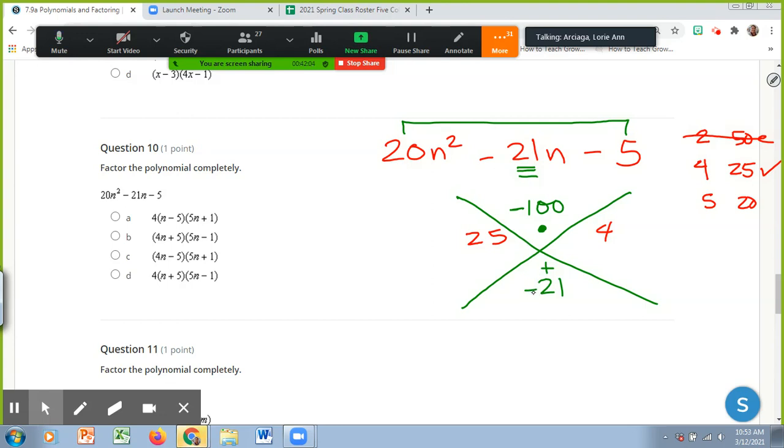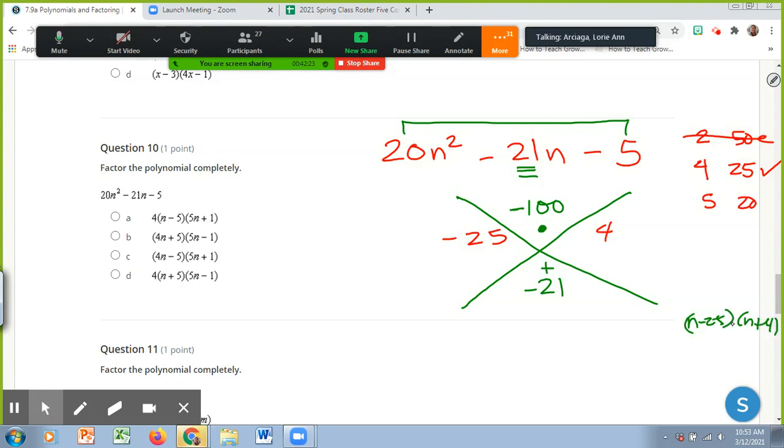Oh, I need this to be negative. That means it took the sign of the bigger number. Put the negative on the 25. Okay? Alright. And then what if you made a mistake of writing down the answer already? You go, oh, I know that. It's n minus 25 and n plus 4.